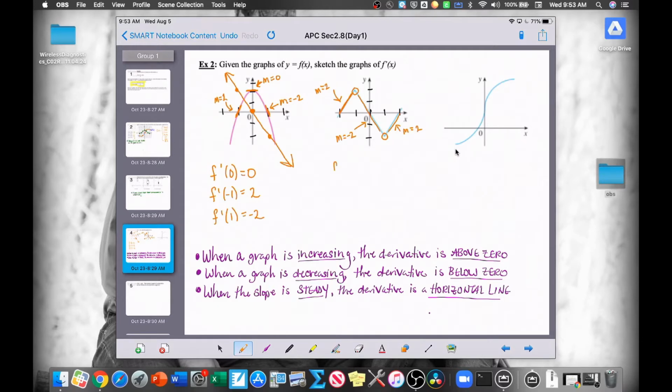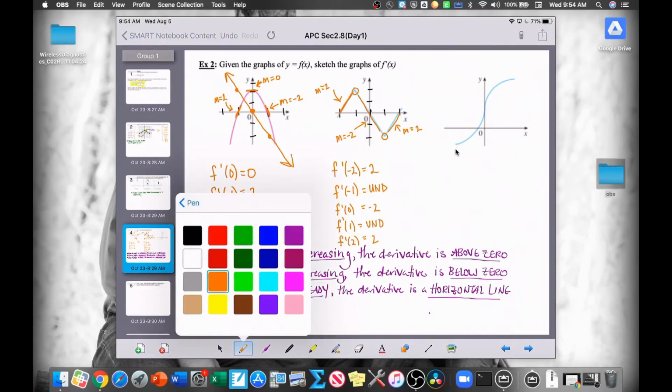Let's write some information down here. F prime of -2 was 2. F prime of -1, that's where we have that kink, so our derivative will be undefined there. F prime of 0, we have a slope of -2. F prime of 1, we have a kink again, so we will be undefined at that location. And then F prime of 2, we have a slope of 2.